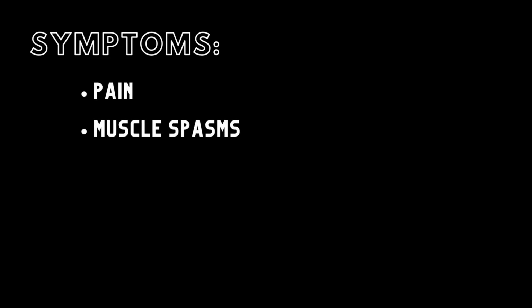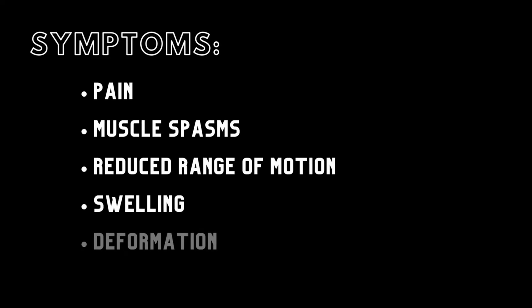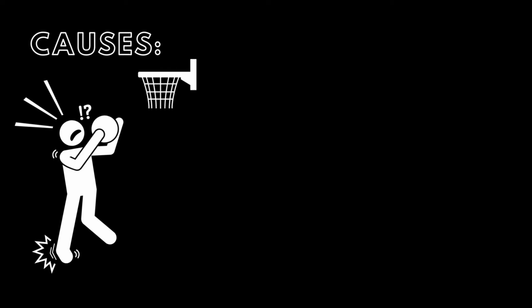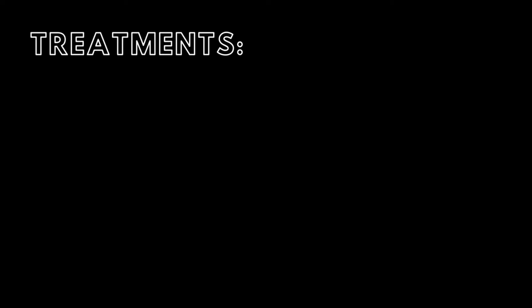Symptoms of a dislocation include pain, muscle spasms, reduced range of motion, swelling, and a deformation of the joint. Joint dislocations are typically caused by sports injury or trauma, muscle imbalances, a congenital laxity in the joint, or a direct impact, such as a fall. Treatment for a dislocation depends on the joint affected and the severity of the injury.